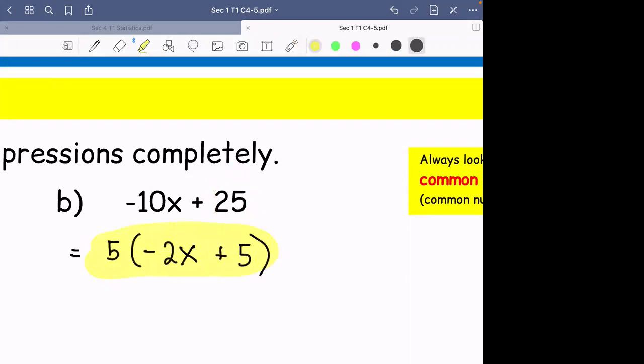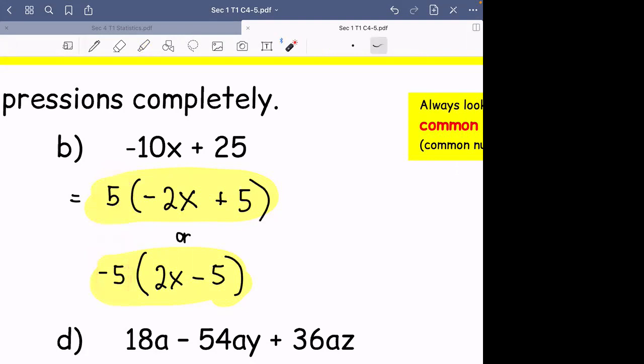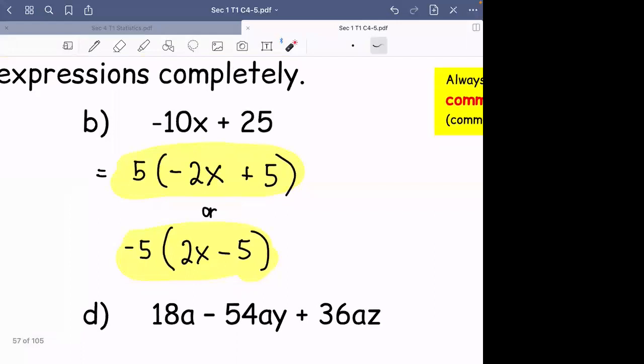Now, what if you chose to use negative 5 instead of positive 5? It's fine. So negative 10x divided by negative 5 will just give you the opposite sign. Both are correct. If you choose 5 or negative 5, either way it will give you the same answer. Because class, if you distribute this, if you expand, you will still get this, right? So it doesn't matter. Those two are both correct.